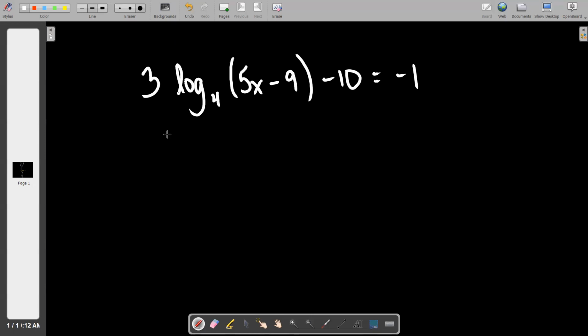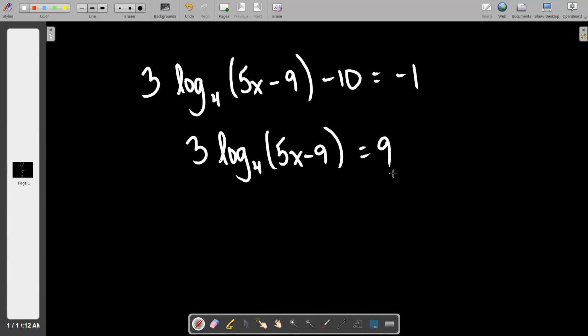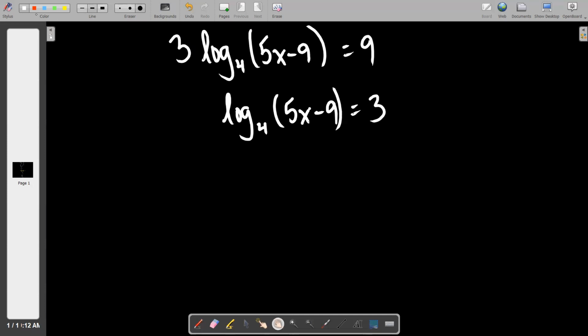So if you add 10 first, you're left with 3 of the logs equal to 9. And then divide by 3, and you get log of blah, blah, blah. We don't care what the log is at this point in time. It's just like a physical object that we're toting around, equal to 3. And this is where we cycle it out, convert it. What's 4 to the 3rd? So we get 64 equals 5x minus 9.